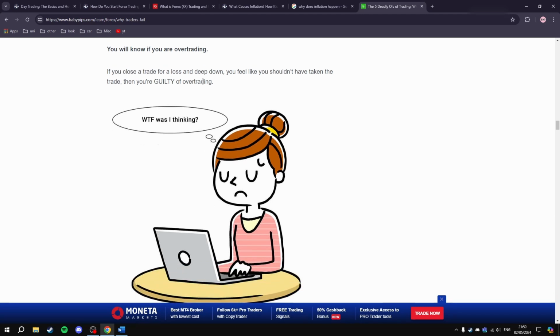You will know if you are overtrading. If you close a trade for a loss and deep down you feel like you shouldn't have taken the trade, then you're guilty of overtrading.